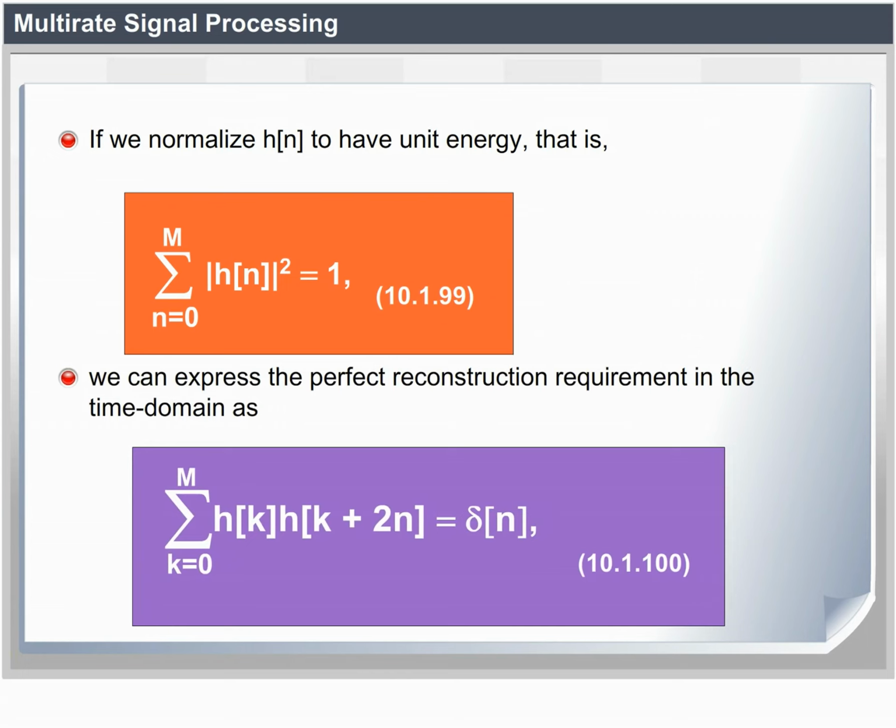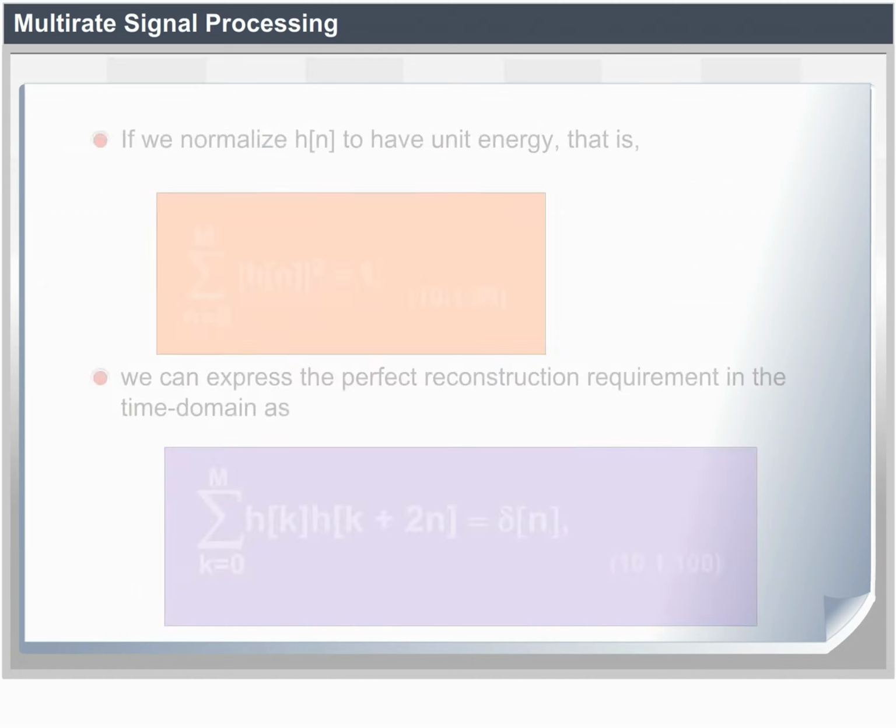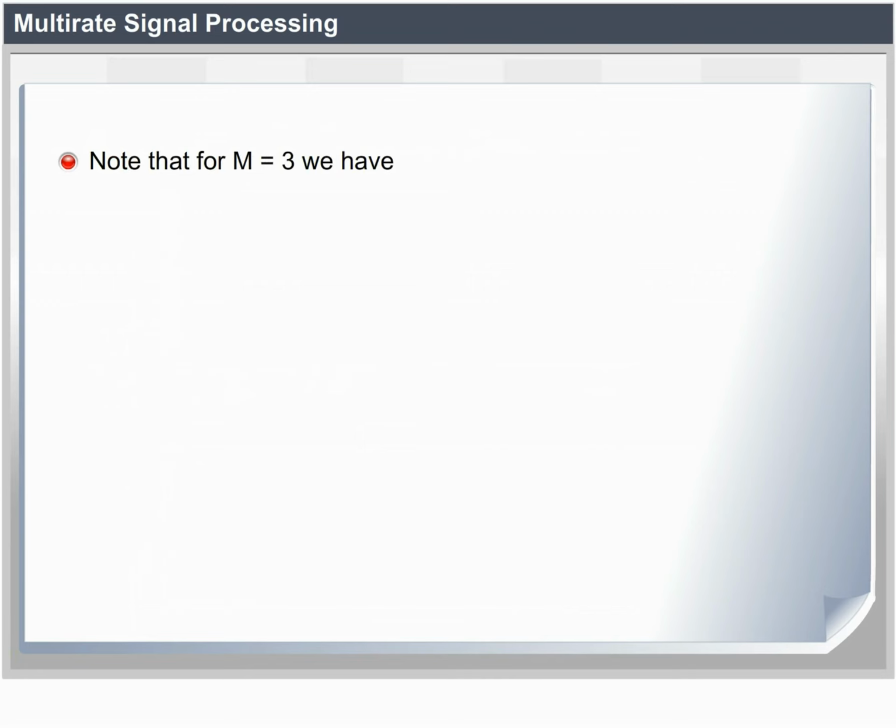Note that for m = 3 we have H(z) = h(0) + h(1) z^-1 + h(2) z^-2 + h(3) z^-3. H(-z) = h(0) - h(1) z^-1 + h(2) z^-2 - h(3) z^-3. H(-z^-1) = h(0) - h(1) z + h(2) z² - h(3) z³.